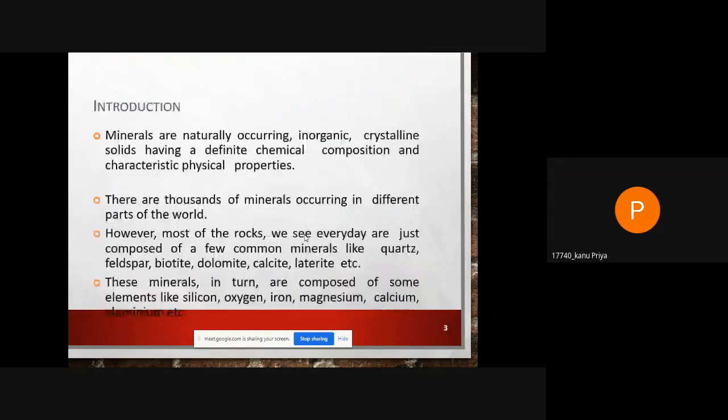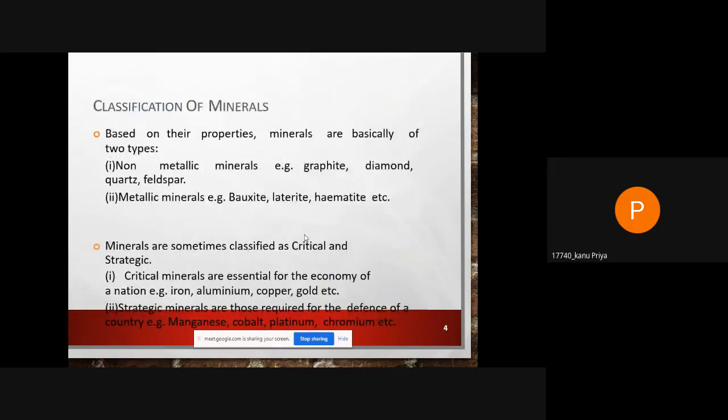Introduction. Minerals are naturally occurring inorganic crystalline solids having a definite chemical composition and characteristic physical properties. Now, there are thousands of minerals occurring in different parts of the world. However, most of the rocks we see every day are composed of a few common minerals like quartz, feldspar, bentonite, dolomite, calcite, etc. These minerals are in turn composed of elements like silicon, oxygen, iron, magnesium, calcium, aluminium, etc.